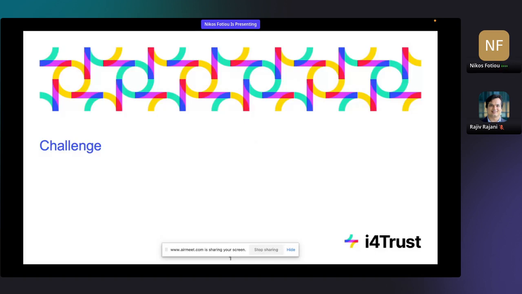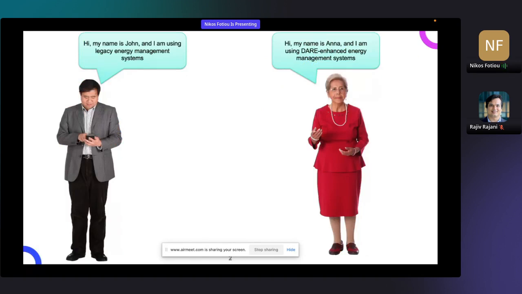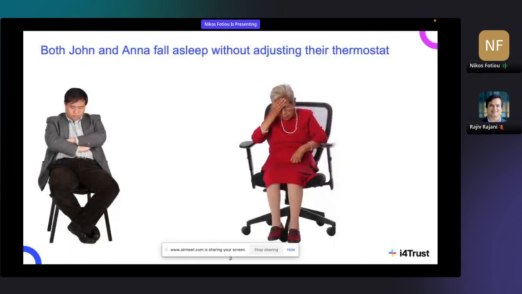Hello from me. So the goal of our project is to improve the energy efficiency of commercial and residential buildings by leveraging data produced by smart devices located inside these buildings. And in order to highlight the expected impact, let's see two users, John and Anna. John is using a traditional energy management system, whereas Anna uses the energy management system enhanced by our technology. So both these users fall asleep without adjusting their thermostat.